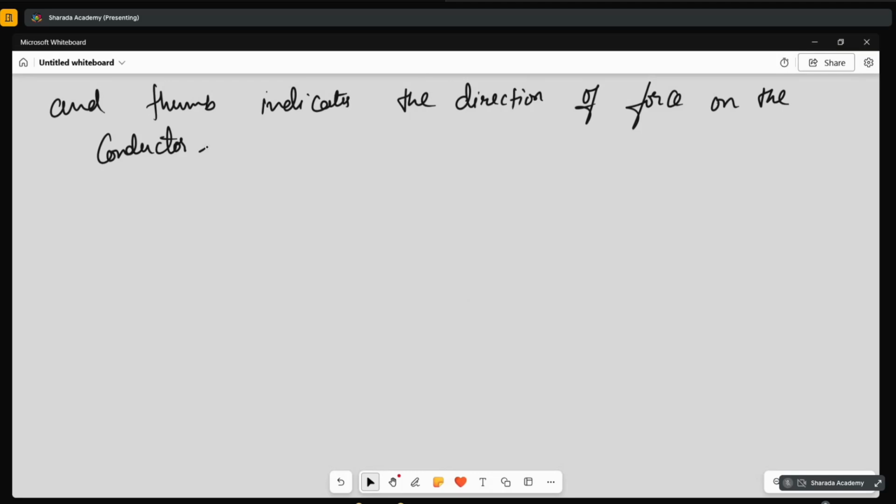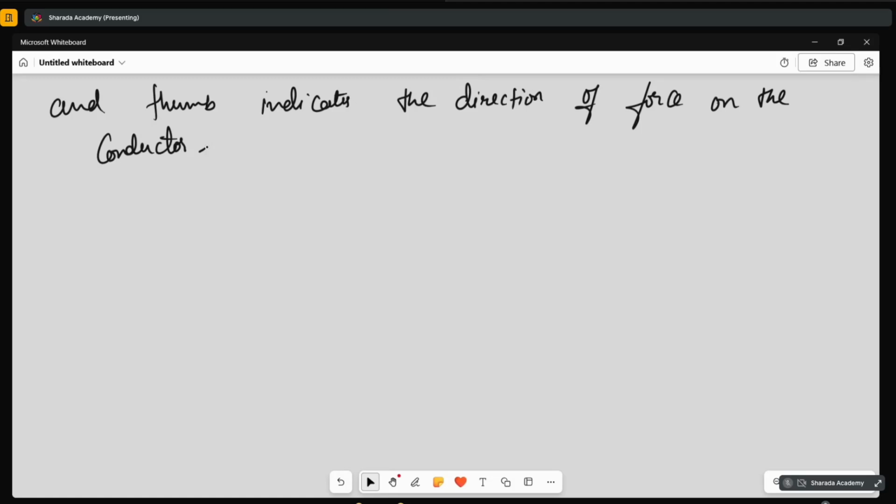Again, I repeat, why do we consider them mutually perpendicular to each other? Because if the magnetic field and the current direction are at 90 degrees to each other, then the force acting on it will be maximum. And when they are parallel to each other, the force acting on it is very minimum or zero. Force acting on it will be almost zero.